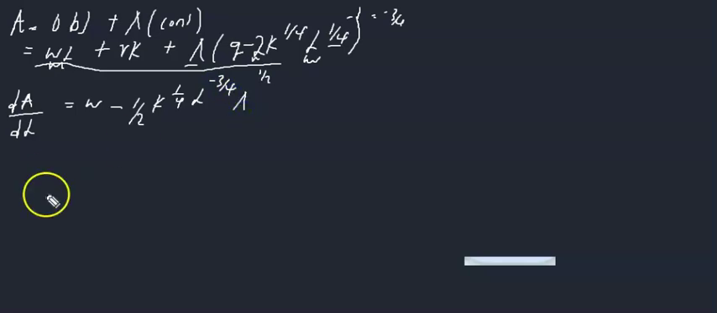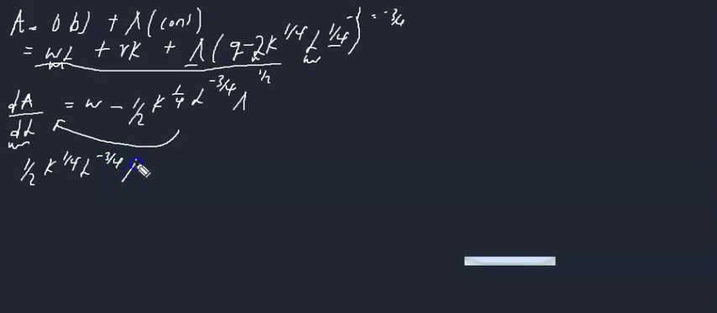Then lambda here. So the next thing is just to make this term 0. And when we make it 0, we'll bring this thing to the other side. It will be just half K^(1/4) L^(-3/4) lambda is equal to W here. So we just name this as our equation 1.